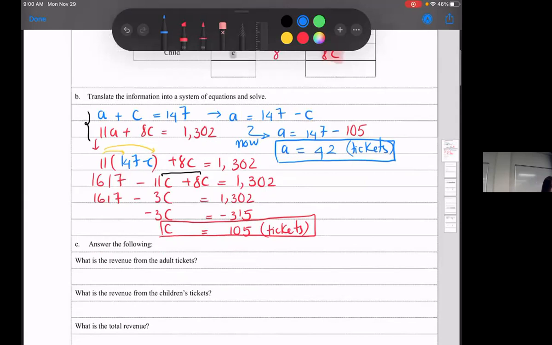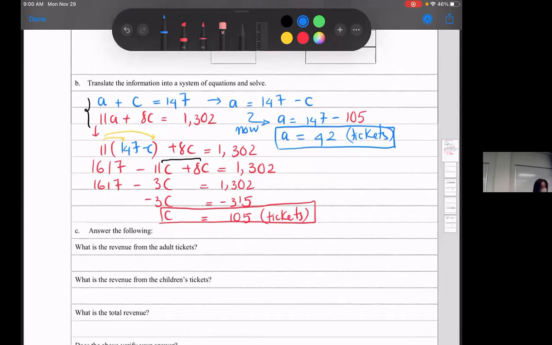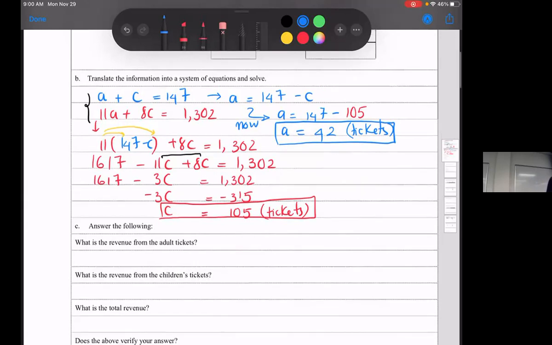All right, answer the following. What is the revenue from the adult tickets? Do you guys understand what revenue means? The money they earn, the principal plus the profit. So they call this revenue. What's the revenue from the adult tickets? Do you know how many tickets they sold? There are 42 adult tickets sold.